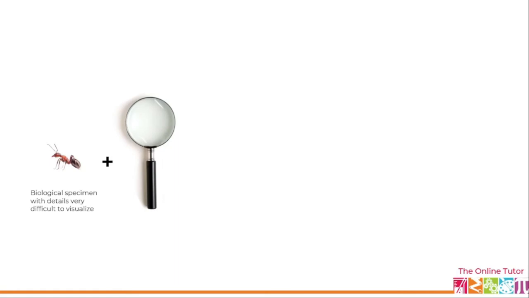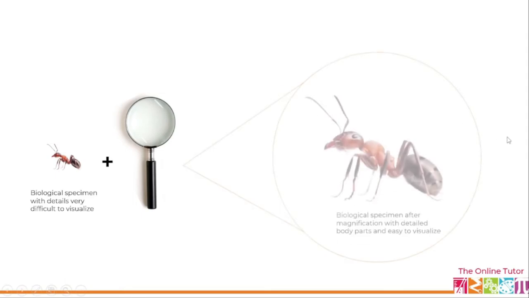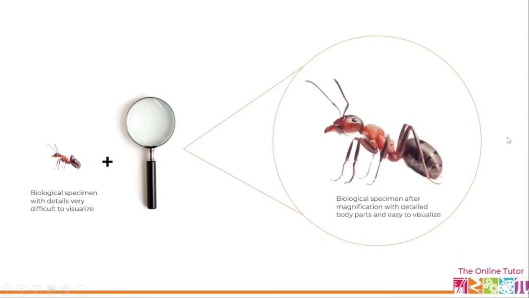We get to realize that if you want to observe an ant, which is very small, and you want to distinguish between the parts of the ant, if you use a hand lens, in the end you get a much bigger and much more detailed magnified image of the ant. Now, the result that you get after magnification is very detailed. The body parts can be easily visualized.